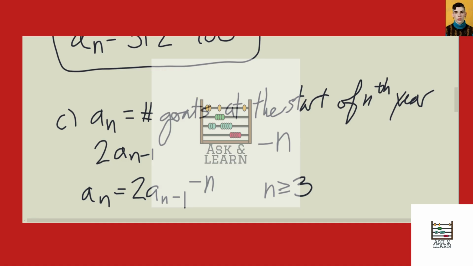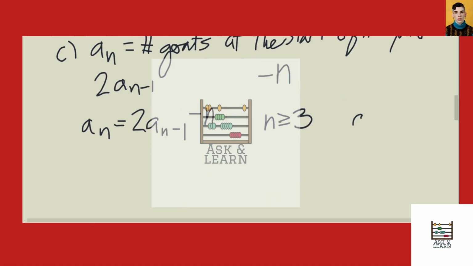And at the beginning of the first year, we're told that there are 2 goats. So a_1 is equal to 2. And after 1 year, no goats are removed. So the number of goats is doubled to 4. So a_2 is equal to 4, which is 2 times 2. So this is the recurrence relation.